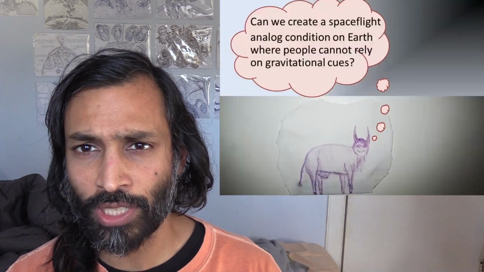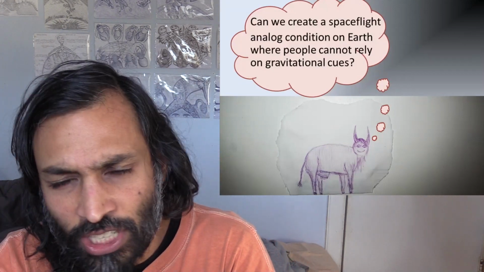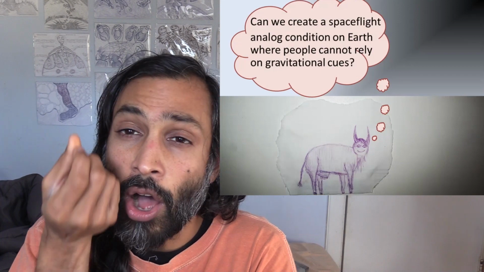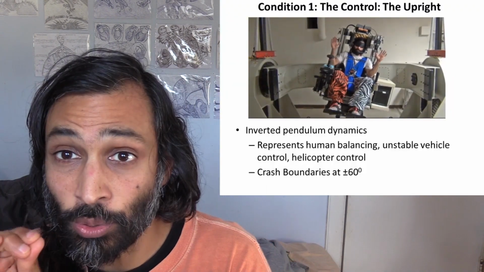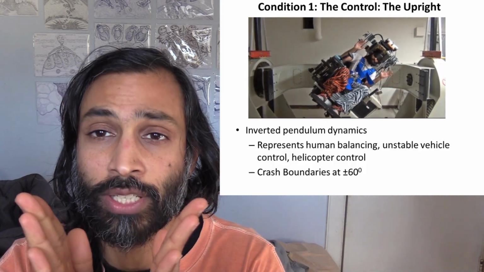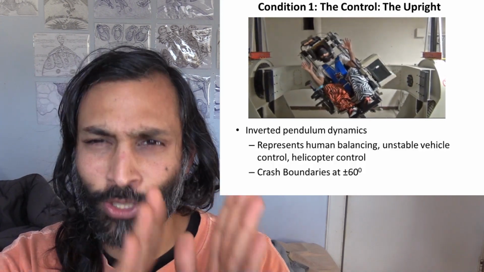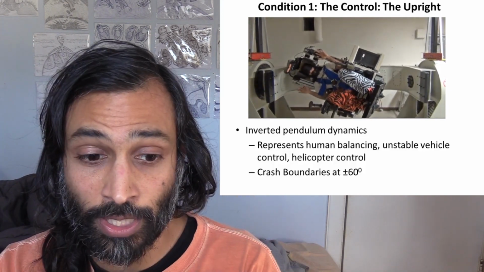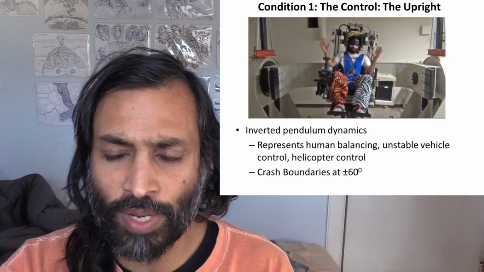So now the question is, how do we study it? How do we recreate a spaceflight analog condition where people cannot rely on gravitational information here on Earth? And the way that I do it is I strap people into this machine. Now first I'll describe the control condition, and then I'll describe the spaceflight condition. So this condition, the control condition, I also call it the upright condition. I strap people into it and it's programmed to behave like an inverted pendulum.